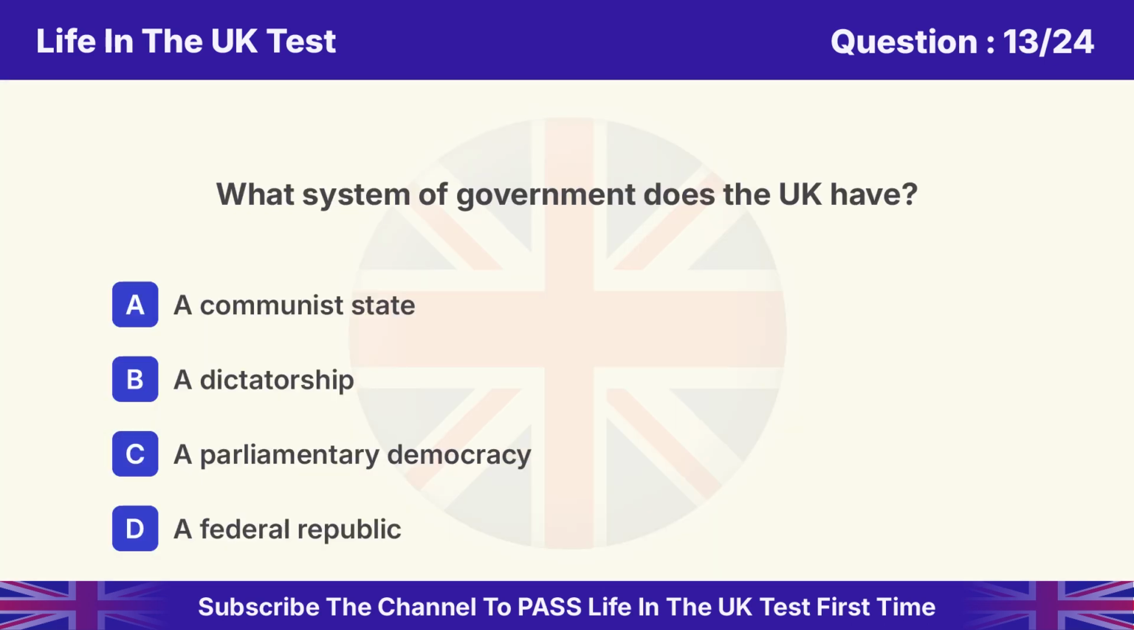Question 13. What system of government does the UK have? Option A, a communist state. B, a dictatorship. C, a parliamentary democracy. D, a federal republic.